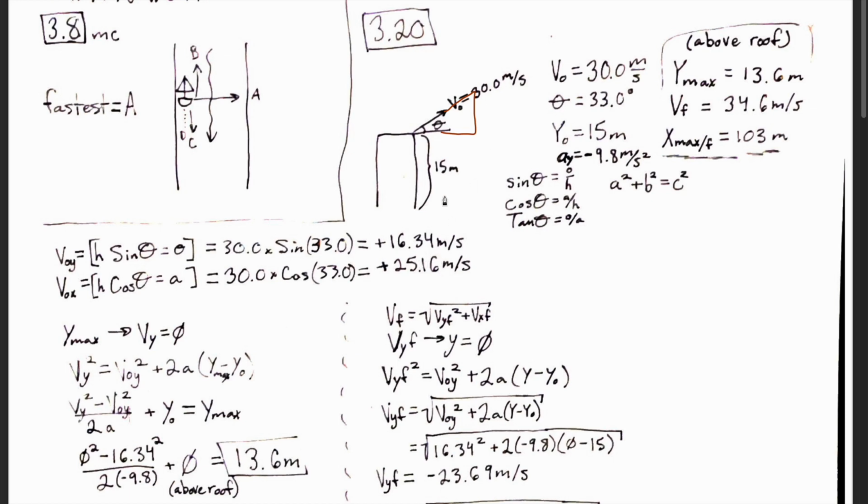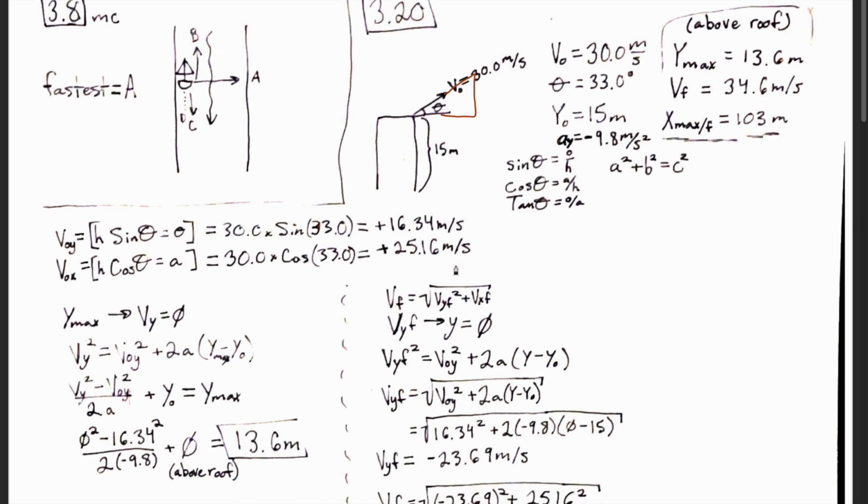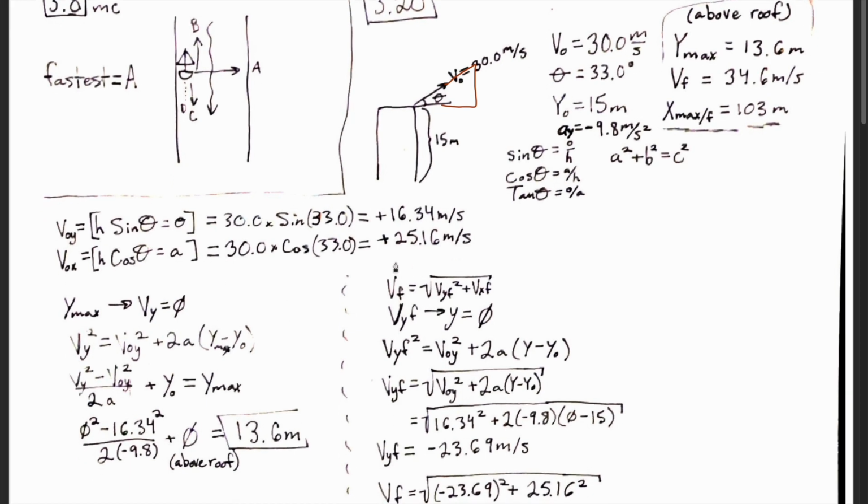16.34, that way. And then you do the same for the x direction, which in this case is going to be the adjacent to the theta, the angle. So you use cosine because it has adjacent in it. And you do all that. Moving on. And that's just going to set it up so that we can use these values in the later parts here.